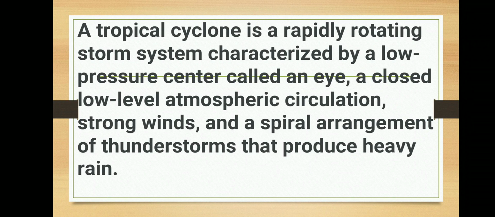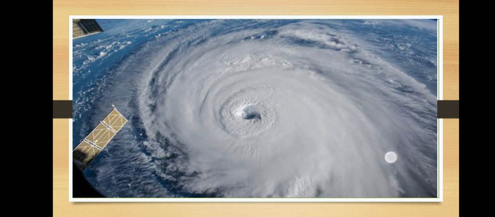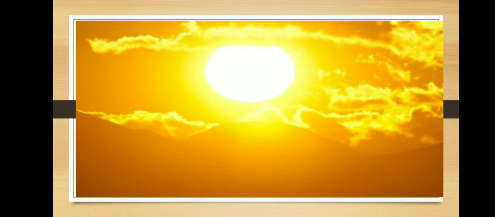Let us see some definitions of the words used in the module. A hurricane is a tropical cyclone, a rapidly rotating storm system characterized by a low pressure center called an eye, a closed low-level atmospheric circulation, strong winds, and a spiral arrangement of thunderstorms that produce heavy rain. A heat wave is a period of excessively hot weather which may be accompanied by high humidity, especially in oceanic climate countries.